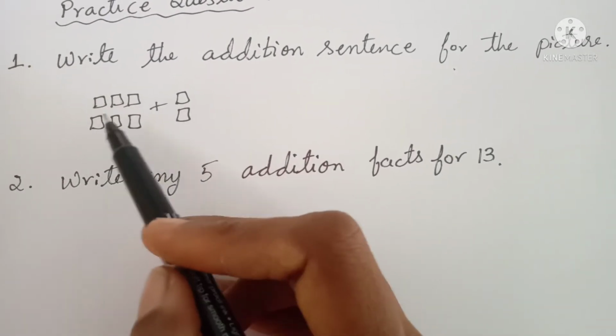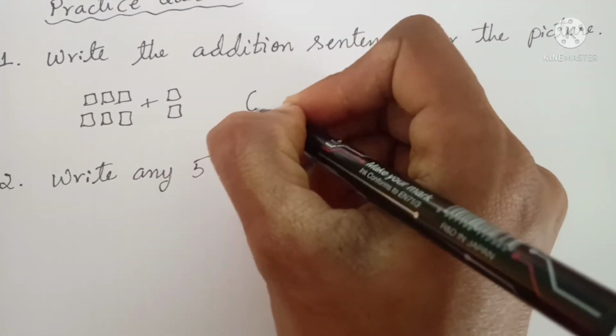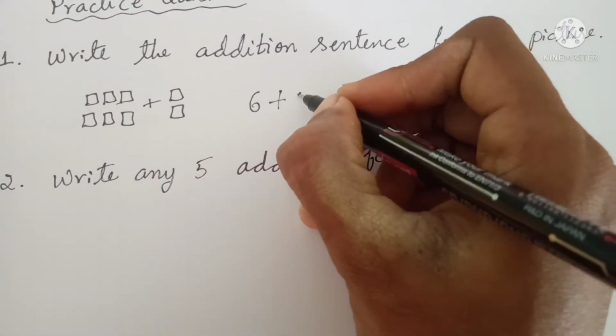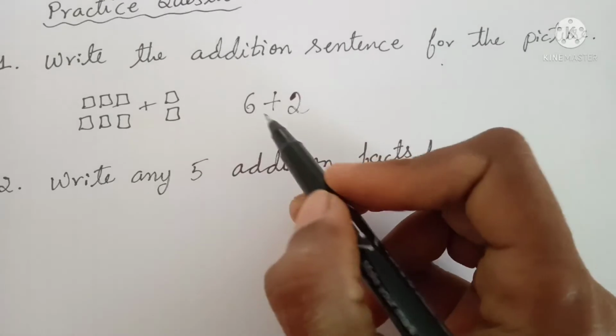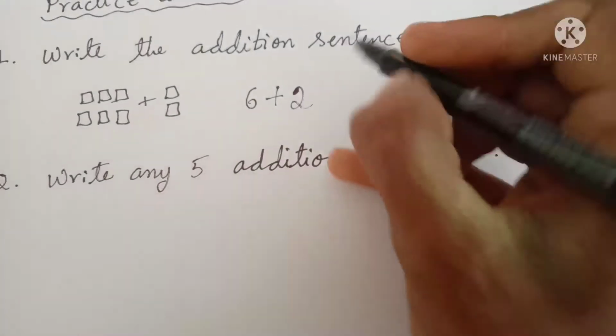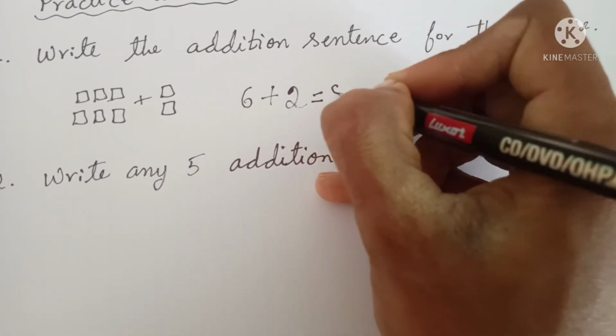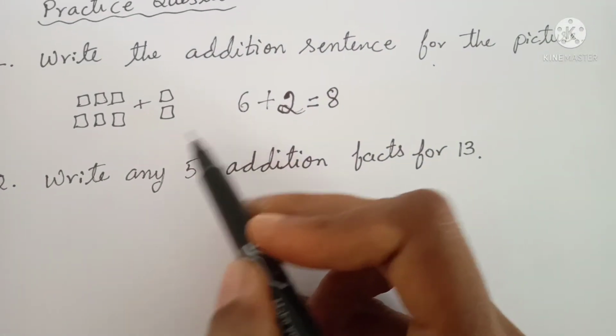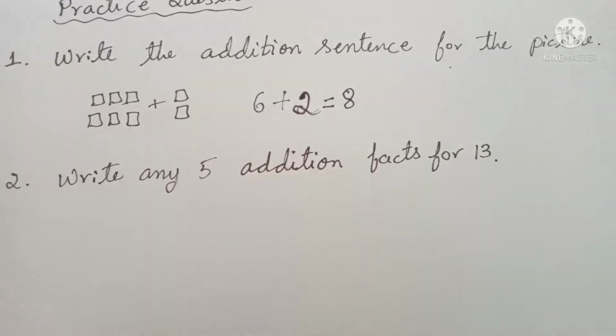1, 2, 3, 4, 5, 6 in the first group. Then plus, how many in the second group? 2 squares in the second group. So, altogether how many? 6 plus 2 altogether? 8 squares are there altogether. So, this is the required addition sentence for this picture, children.